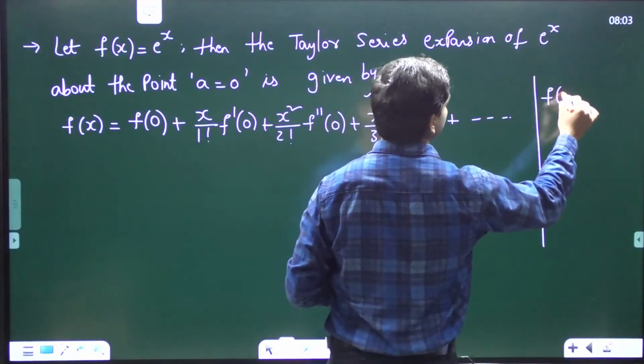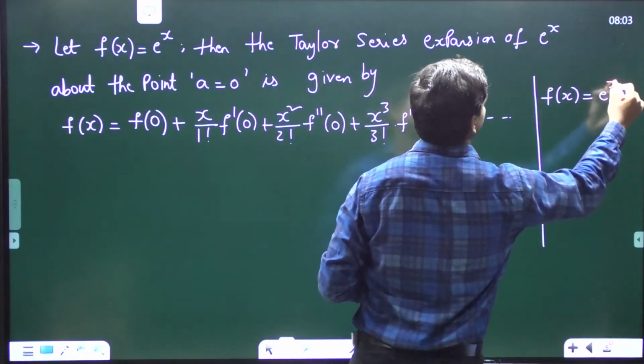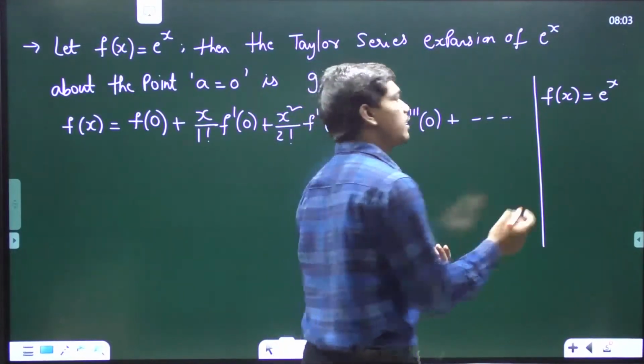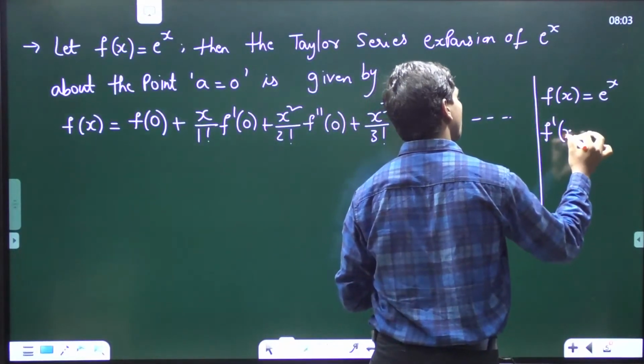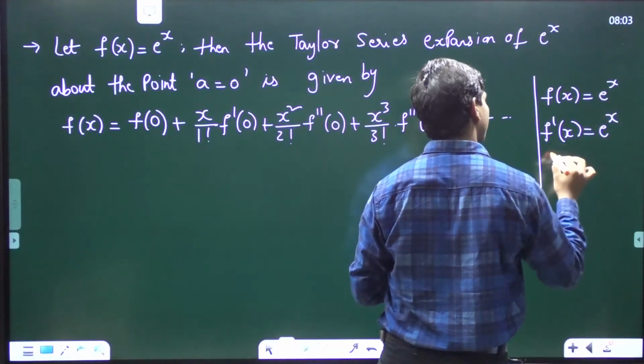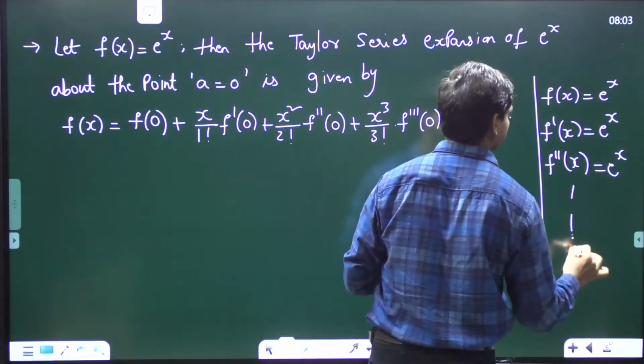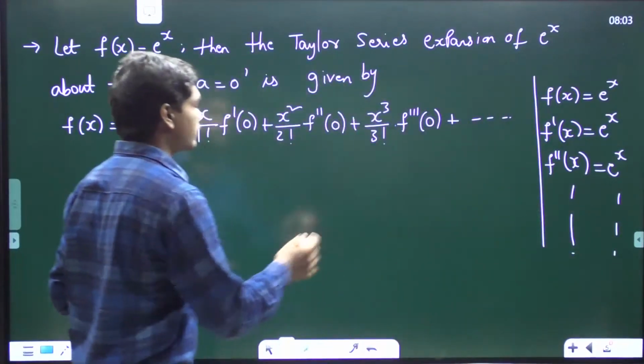So now if you see what is f of x that we have, f of x is e power x. And we know how many times you differentiate e power x, that doesn't matter, the function retains again. So f dash of x is equal to e power x, f double dash of x is also e power x, and this series goes on like this.